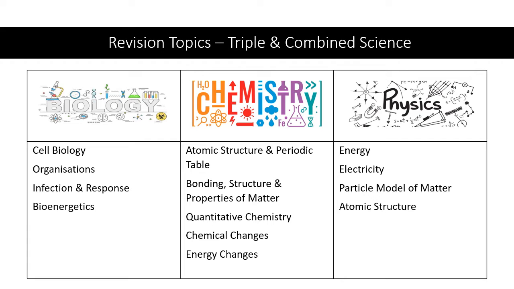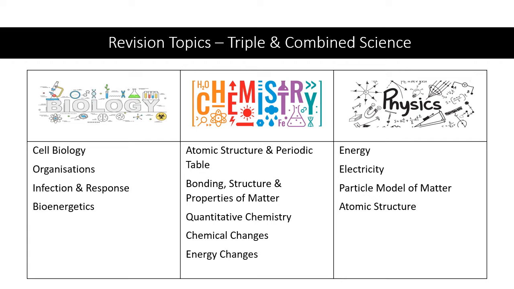Looking at your revision topics, you can see below the key areas that are covered in paper 1. So for instance, biology, you need to go back to your year 9 and start of year 10 work, which will have been cell biology, organisation, infection and response and bioenergetics. If you look in your revision guide, it will break these down for you in more detail.